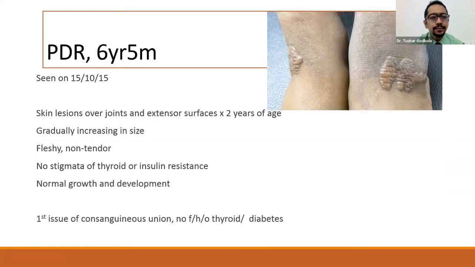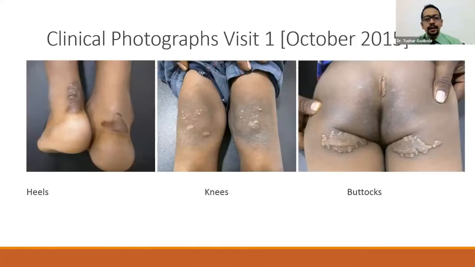and the guidelines are in front of your screens. I'll be quickly going through one of my mutation proven cases of hypercholesterolemia. This was a child that came to me at 2 years of age with gradually increasing fleshy lesions over the skin folds, non-tender, and he was born out of a first degree consanguineous union, and these lesions kept on increasing over a period of time.